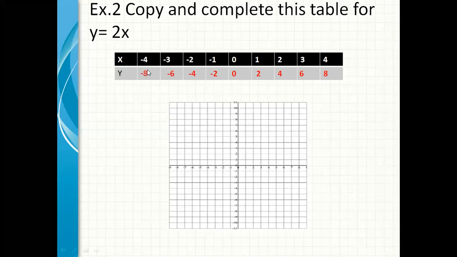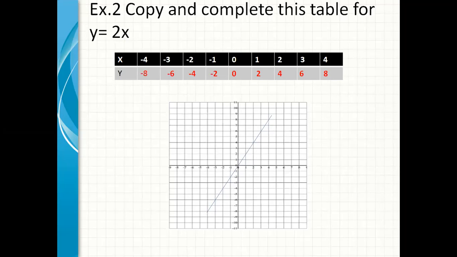So we just plot the points. Negative 4 with negative 8. This is negative 4 with negative 8. And negative 3 with negative 6. Negative 2 with negative 4. Negative 1 with negative 2. And this is 0, 0, the origin. Then 1, 2, then 2, 4, then 3, 6, and 4, 8, and so on.